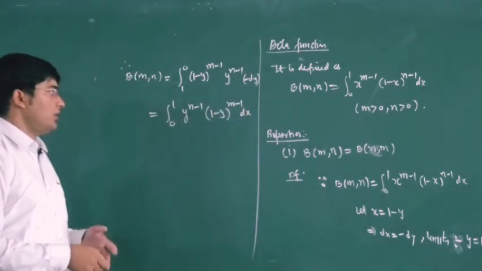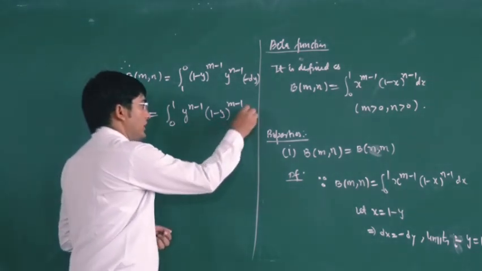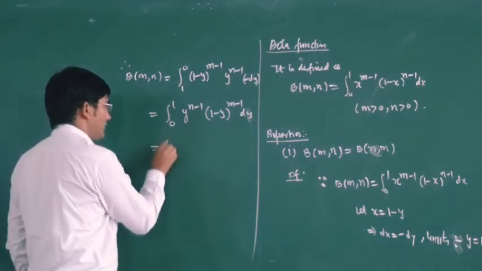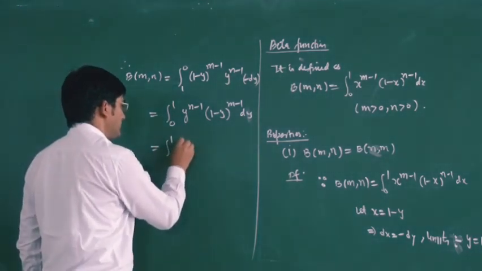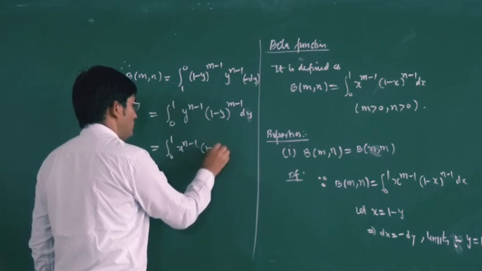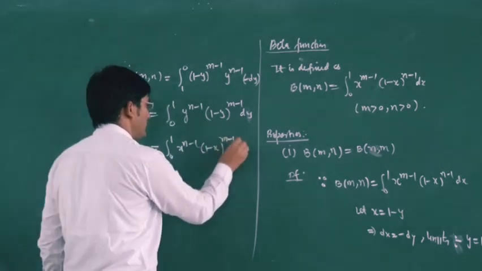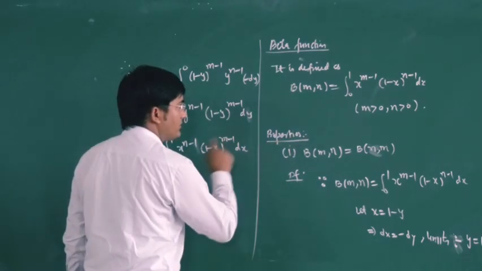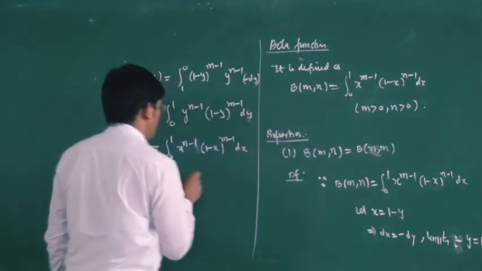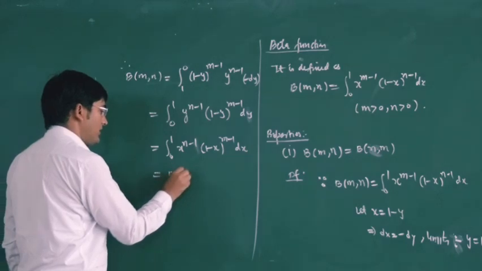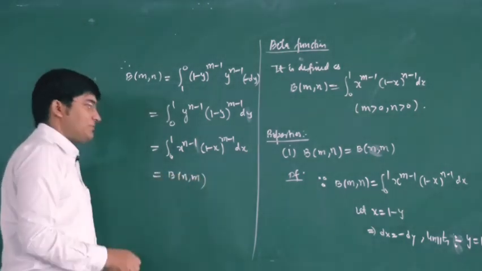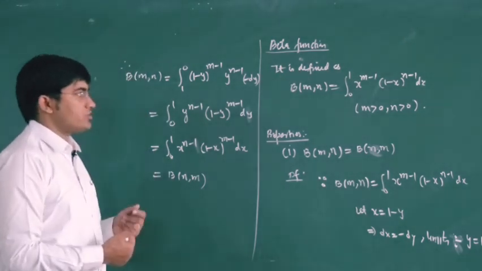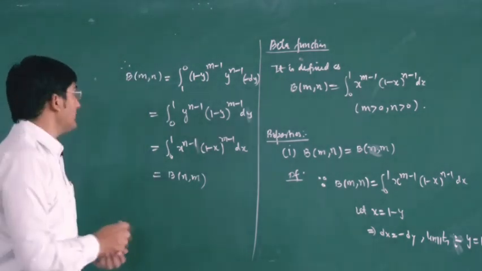Now in a definite integral you can change your variable if the function and limits are fixed. So we can write it as x power n minus 1 into (1 minus x) power m minus 1 dx. So you can see that if you compare this with the definition, this is beta n comma m. So that means your beta mn is the same as beta nm. So we can interchange the values of m and n.